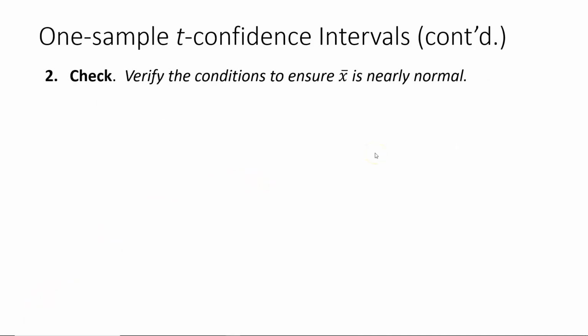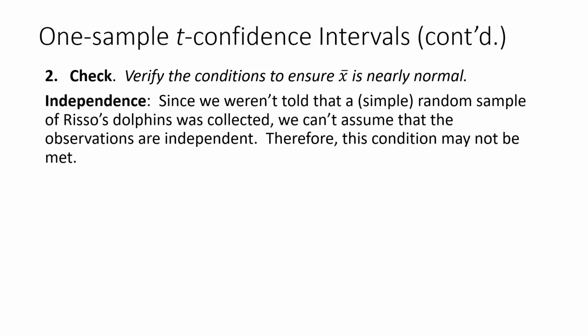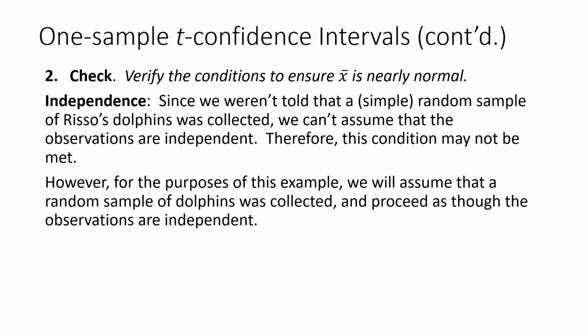Next, we move on to our check step, where we will verify the conditions to ensure that the sampling distribution of sample means is nearly normal. So, looking at our independence condition, we note that since we weren't told that a simple random sample of Risso's dolphins was collected, we can't assume that the observations are independent. Therefore, this condition may not be met. However, for the purposes of this example, we will assume that a random sample of dolphins was collected and proceed as though the observations are independent.